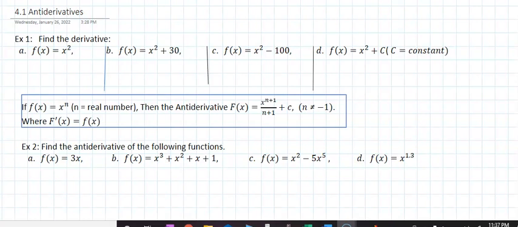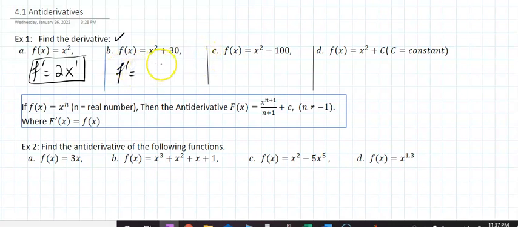4.1 talks about antiderivatives. What that would mean is you are reversing what you did to a function to get a derivative. To get there, we're going to first find the derivative of these functions and see how this works. When you take a derivative, you bring the power down, subtract 1 from the power. That's the shortcut.